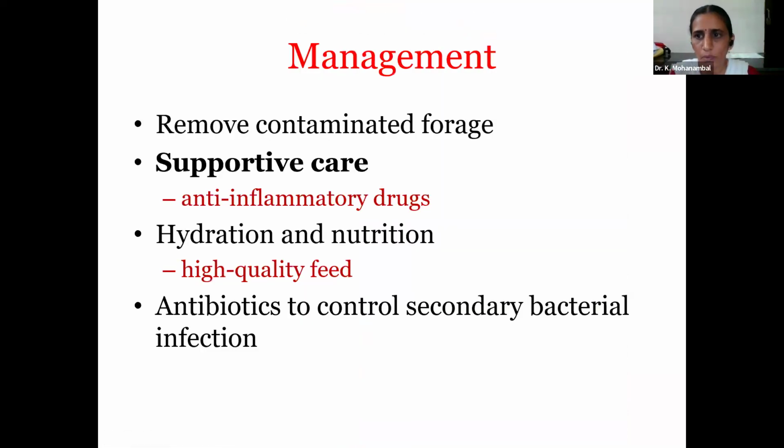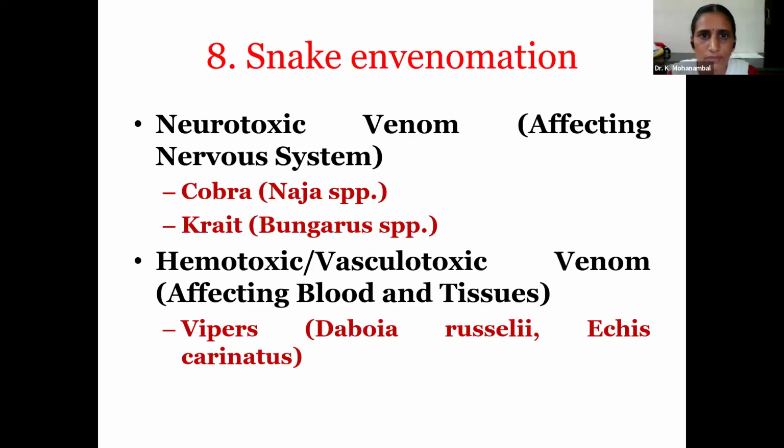Management: you have to remove the animal from the contaminated fodder or forage. If the animal is showing these clinical signs, the fodder and grain should be checked, and the grassland should be checked or changed. We have to give symptomatic therapy, supportive care, nutrition, and hydration. This is very important. Whenever sloughing like that is there, there may be a chance of secondary bacterial infection, so you need to supplement antibiotics in those cases. Once the affected contaminated forage is removed, the animal will recover by itself.